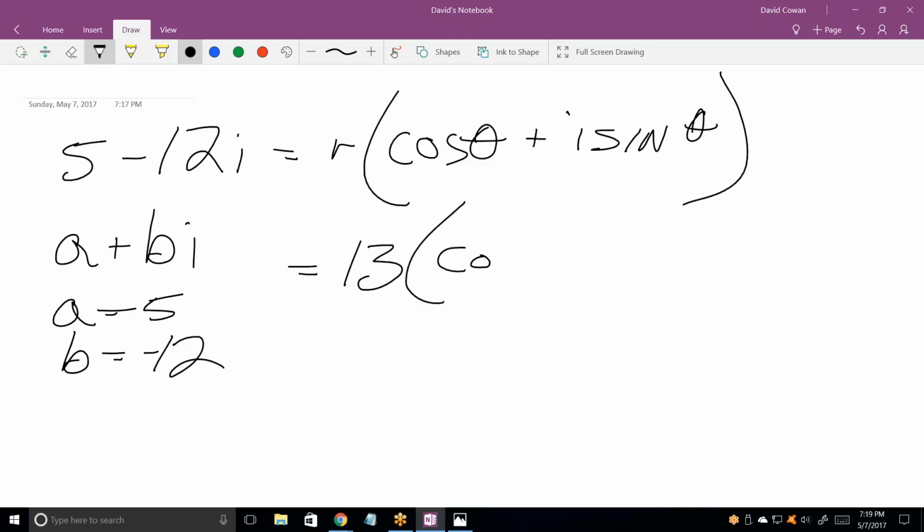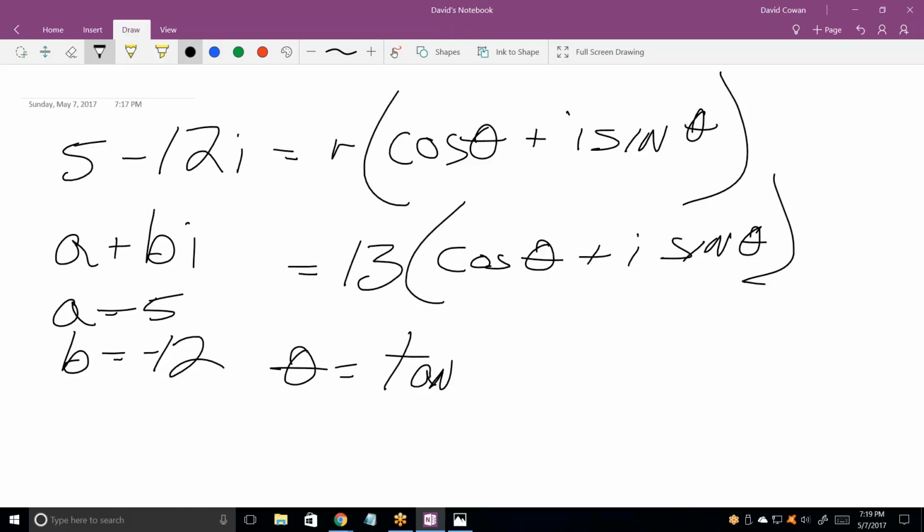Now I got to figure out what theta is. Well, that's a little tougher. Theta is equal to the inverse tan of b over a if a is greater than 0. This gets really complicated, but you'll see why.